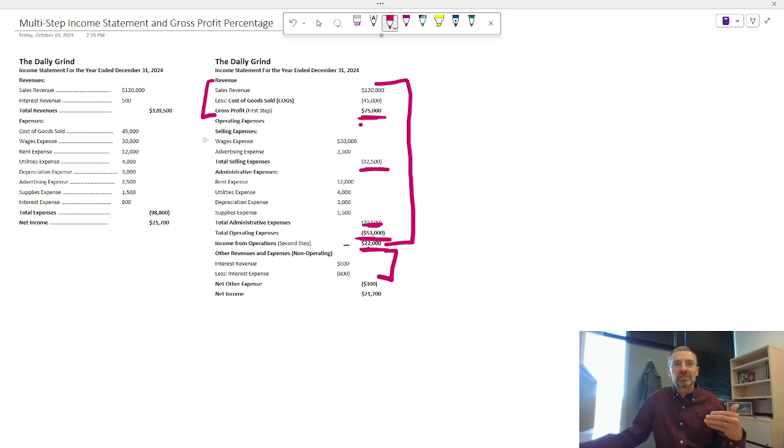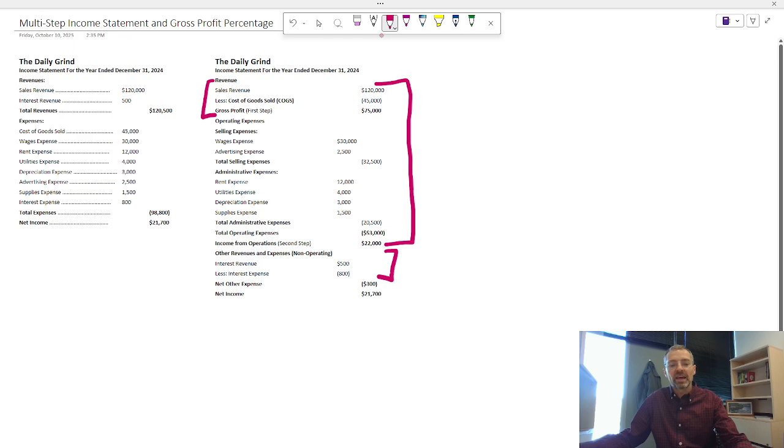So there's another step, right? We got our subtotal, first step, gross profit, second step, income from operations, so another subtotal there. And then we finally add in all of our other revenues and expenses to get our third step, net income. So single step is just revenues minus expenses. Multi-step, we have several subtotals. So we have gross profit, income from operations, net income. All right, so that is our multi-step income statement.